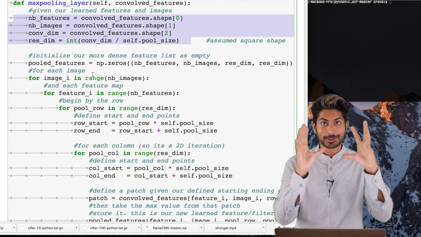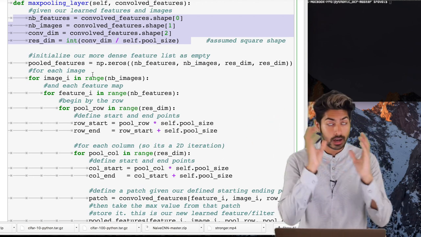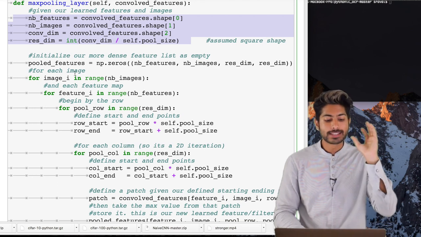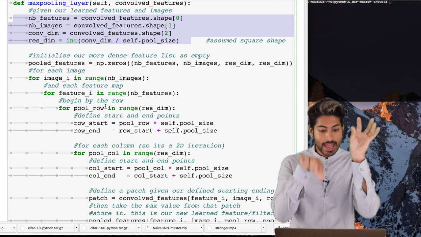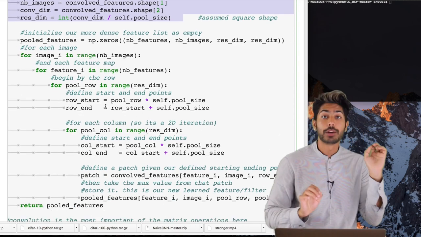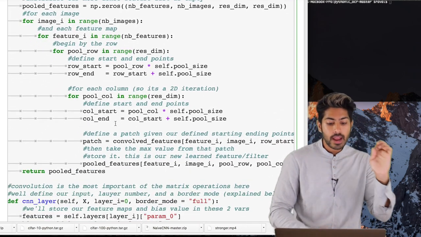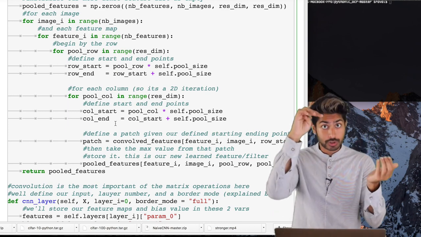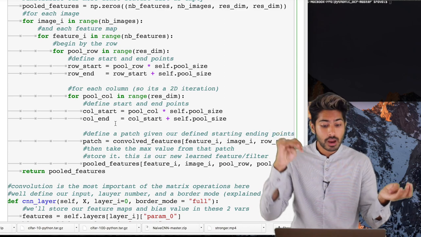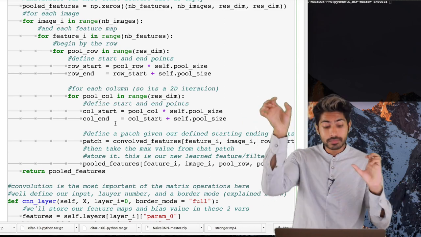We're going to take the max values of all of those parts of the input image, right? So for each image and for each feature map, begin by the row, define a starting and ending point, which we define with our pool size hyperparameter. And for each column, so we've got a set of rows and columns for each image. Notice a lot of nesting happening here. We're going to define starting and ending points for the columns as well.